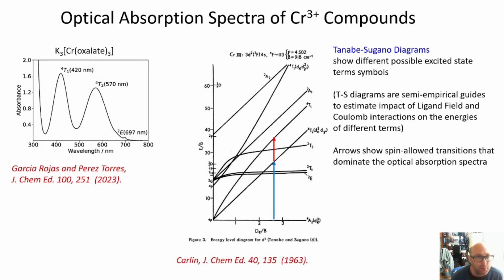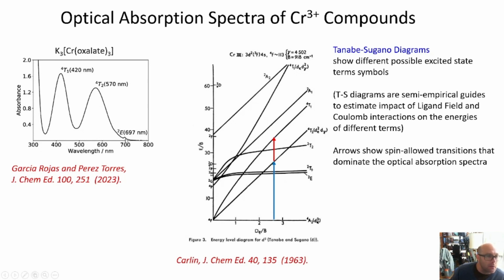And so just as an example, let's take a look at some chromium 3+ compound absorption spectra. So here's a relatively recent paper where they present spectra of potassium chromium oxalate, a coordination compound. And what you can see is that there's an intense low energy bump at 570, another one at 420, and those are assigned as the 2 quartets, right? The lowest energy one and the slightly higher energy one.